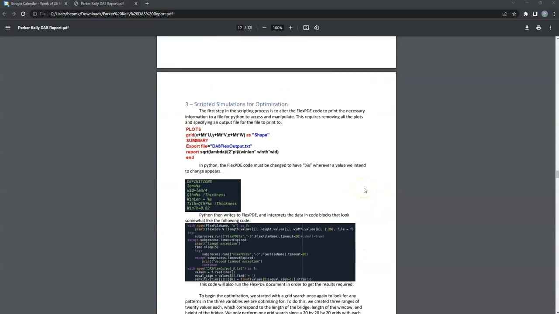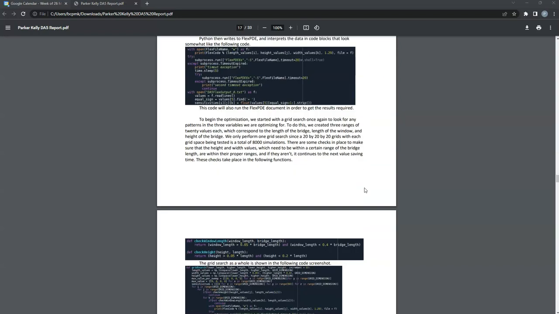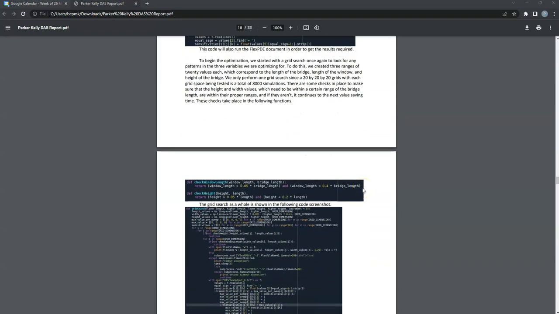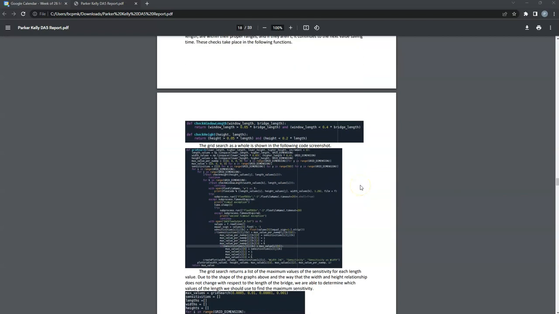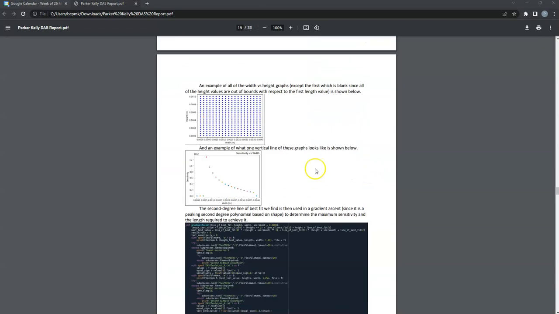Looking at scripting, the first thing here is our code of what we took out of the Flex using the export files. The two things we used to optimize this time around were the grid search and the gradient ascent. So grid search was first, and it went through 3 ranges of height, width, and length, and compared those values to find a trend, which you can see through our first plot here.